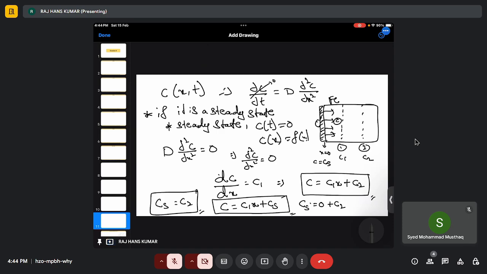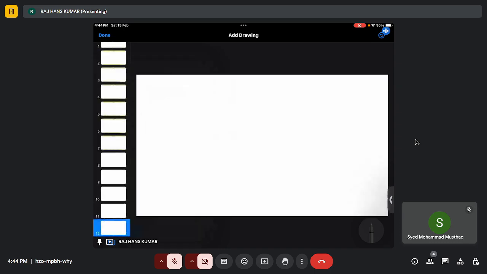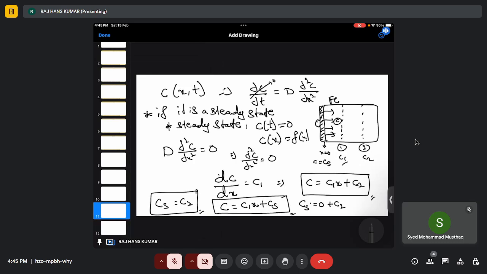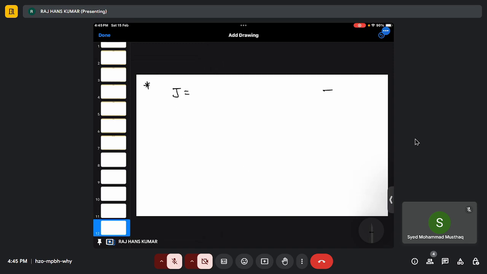Now, how do we find the second C1? We know, for example, what is the concentration at C1. Let me write it again so that it will be more clear. Let's say concentration is at x1, this is at x2. We know C1 and C2.